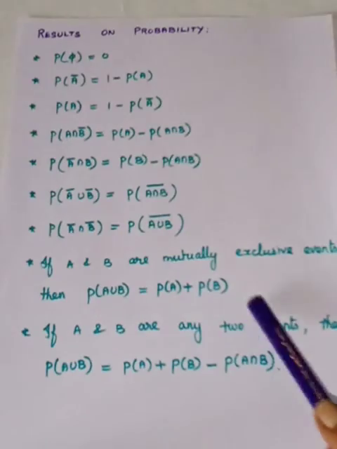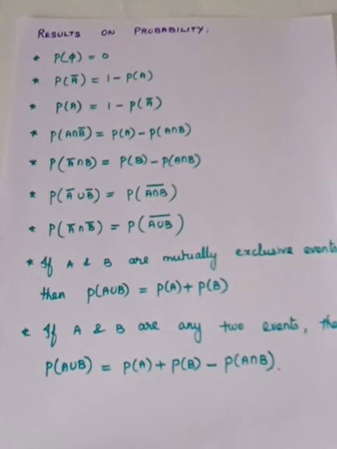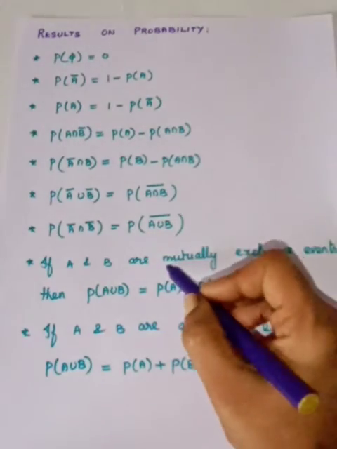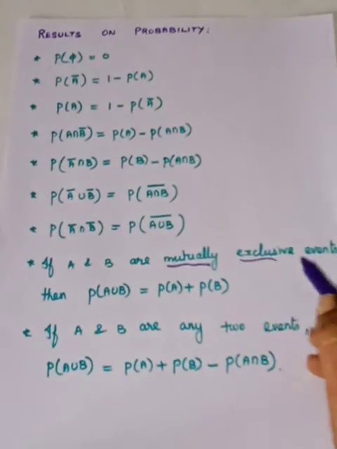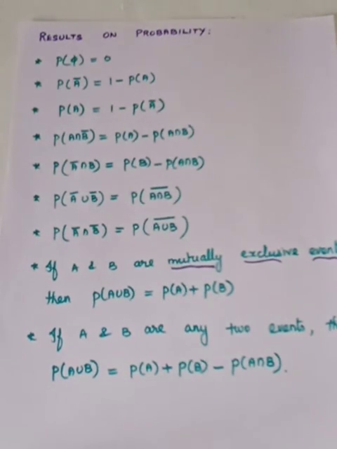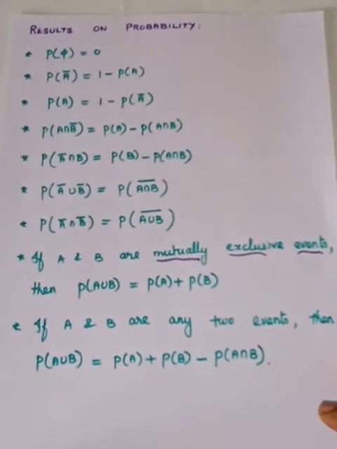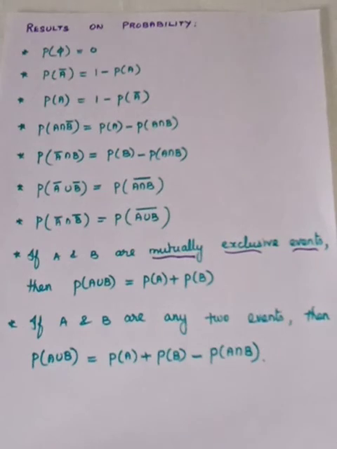If A and B are mutually exclusive events, then P of A union B is equal to P of A plus P of B. But if A and B are any two events, then P of A union B is equal to P of A plus P of B minus P of A intersection B.